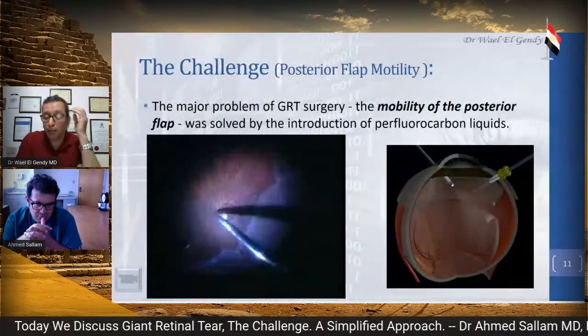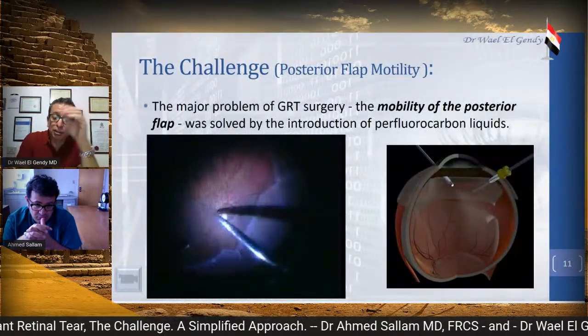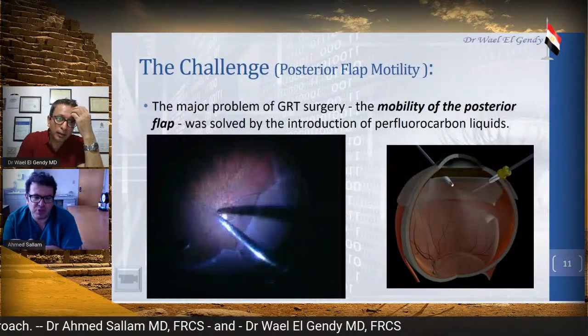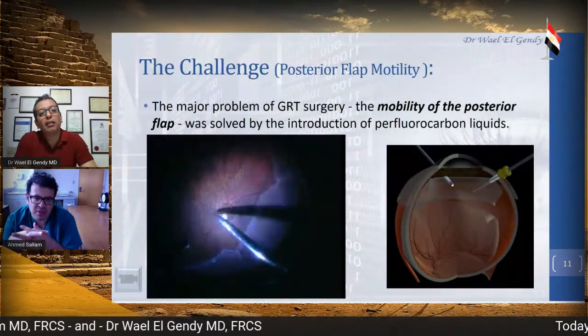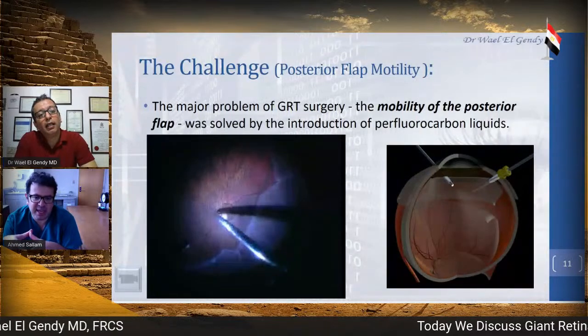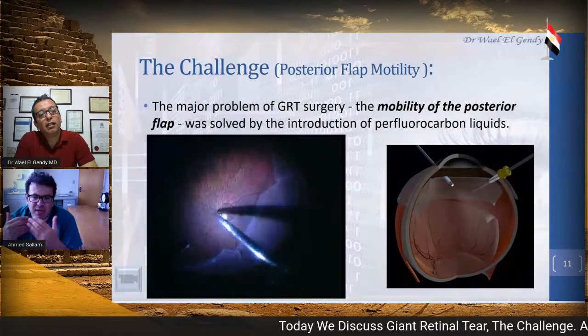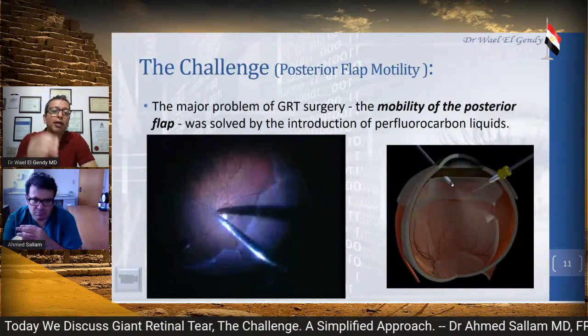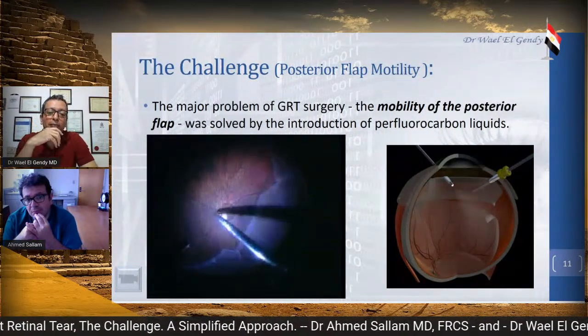So you use the PFCL after you have finished all your vitrectomy? No, not necessarily. I think at least after you finish the posterior vitreous separation, you can put a bubble of PFCL and then do more vitrectomy and then top up. So either or. And what do you do about the anterior flap?